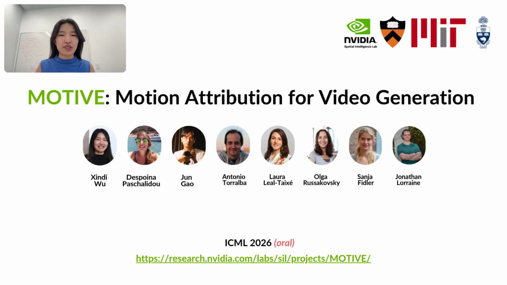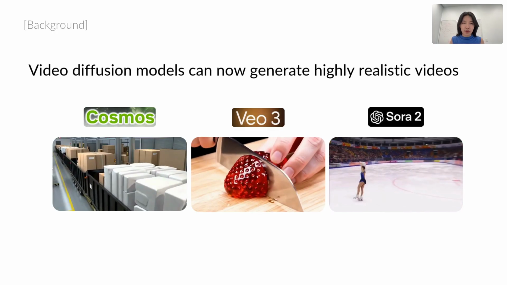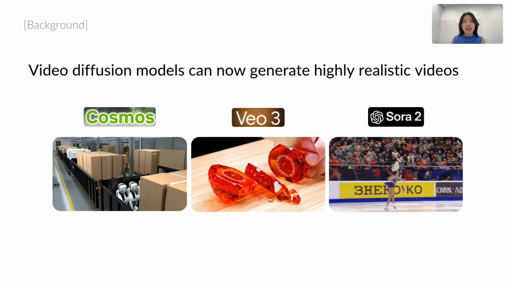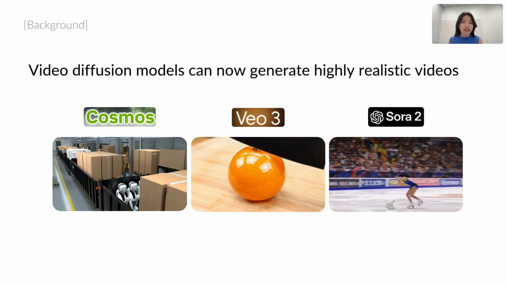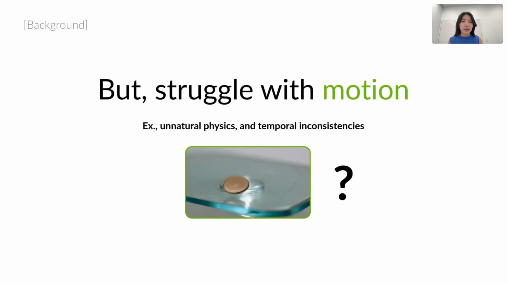Today I'm very excited to share Motive, our recent work on motion attribution for video generation. Video generation has made remarkable progress. Models like Cosmos, View, and Sara can now produce highly photorealistic videos from text prompts. But there is a persistent gap. These models struggle with motion. Temporal dynamics can be jittery, unnatural, and physically implausible.